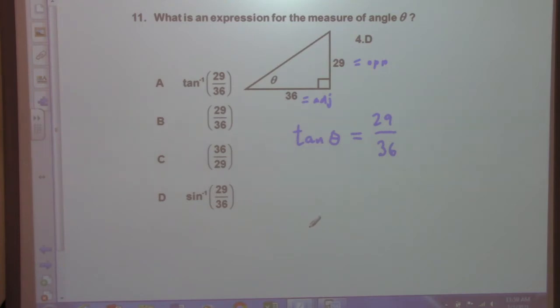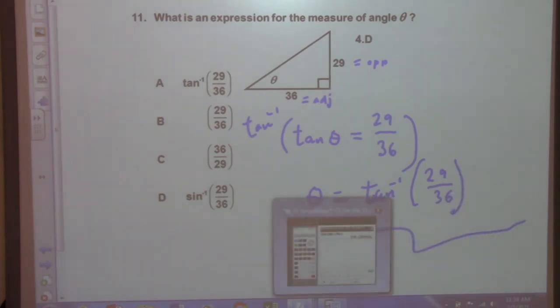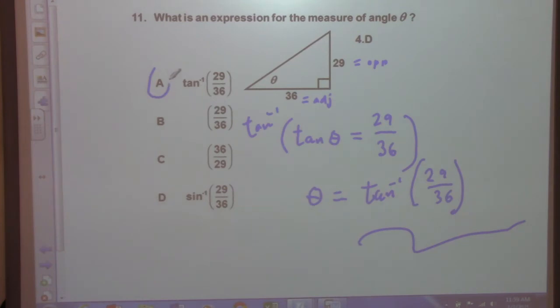Okay, so if we want to find out what the measure of this angle is, we have to take the inverse tangent of both sides. And doing that, we get theta is equal to inverse tangent of 29/36. So this is going to be our answer, answer choice A. I'm also confused because two don't even have sine or anything like that.